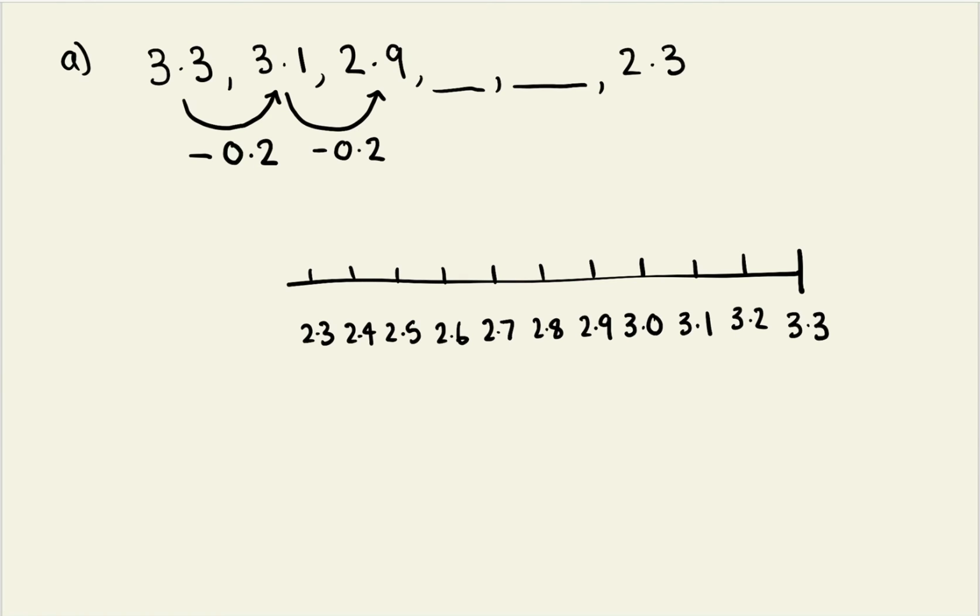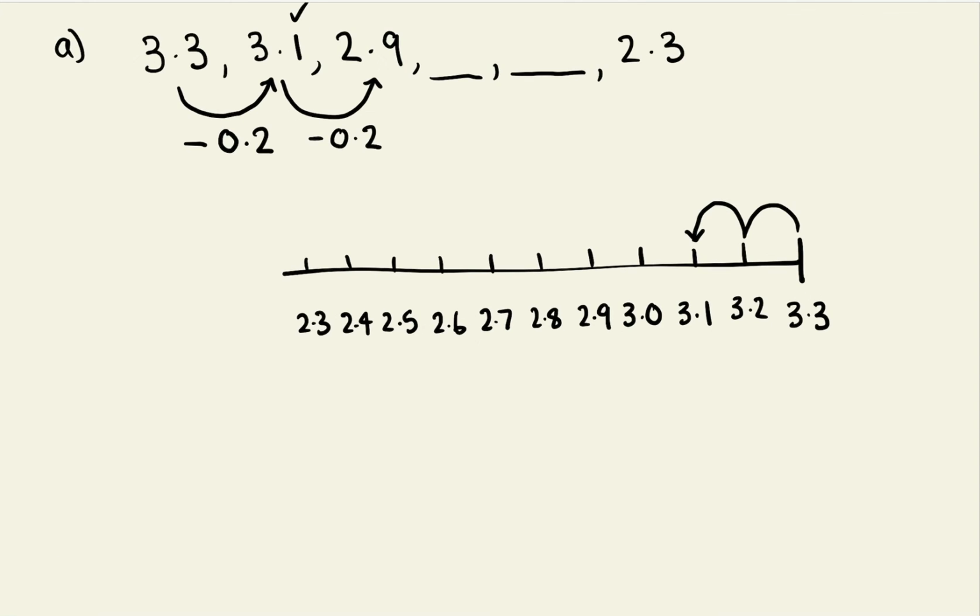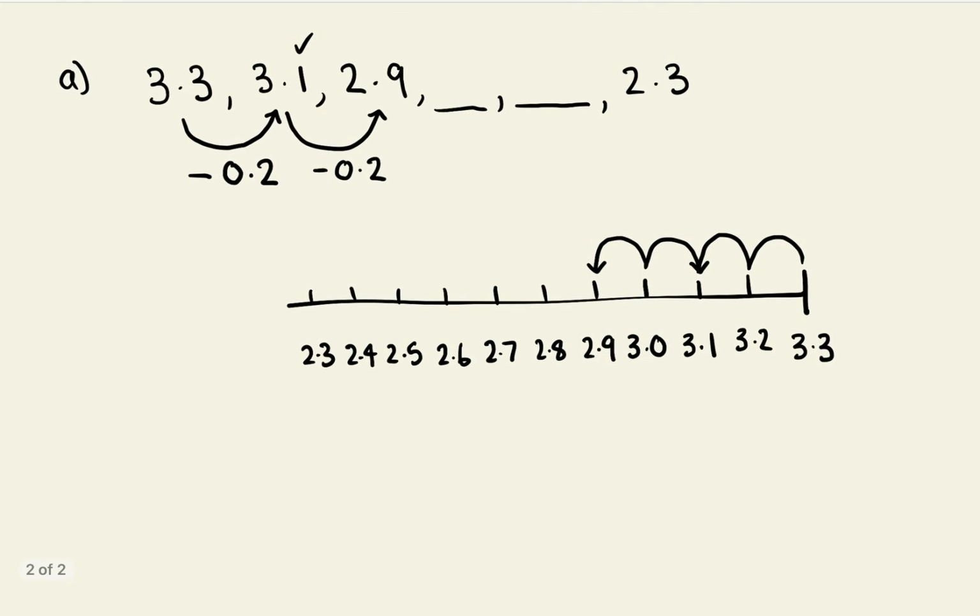So if I start at 3.3 and subtract 2/10, that's 1/10, that's 2/10, I end up at 3.1. So I know that my first step was correct. Now if I subtract another 2/10, 1/10, 2/10, I end up at 2.9. So there you go. I know that I'm definitely subtracting 2/10 each time because it works for the first three numbers. So if I want to work out the next number, the fourth number in the pattern, all I have to do is subtract another 2/10 or another 0.2.